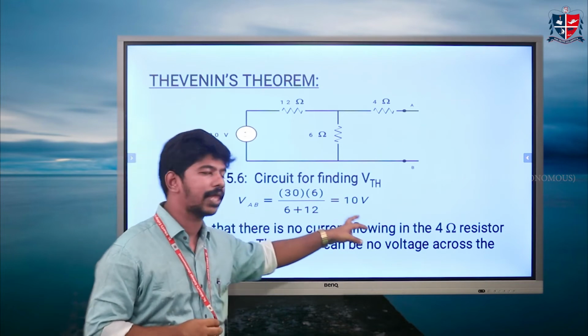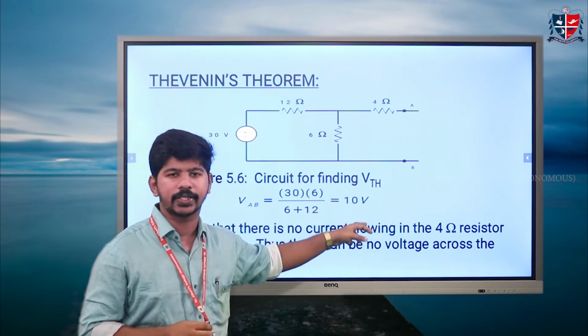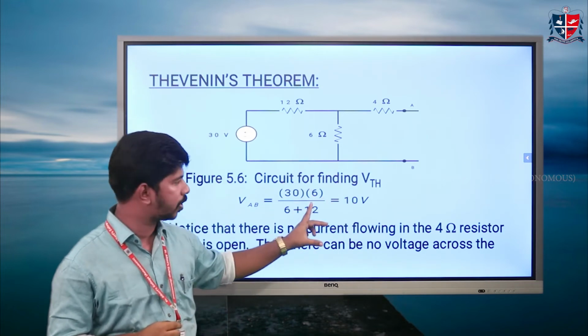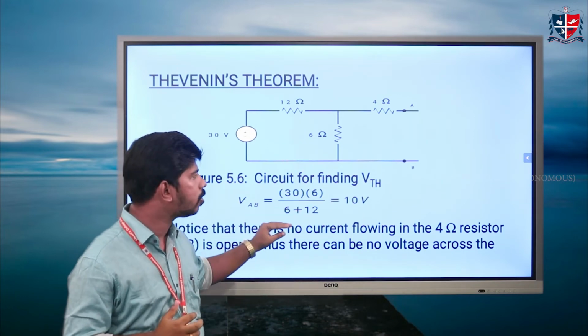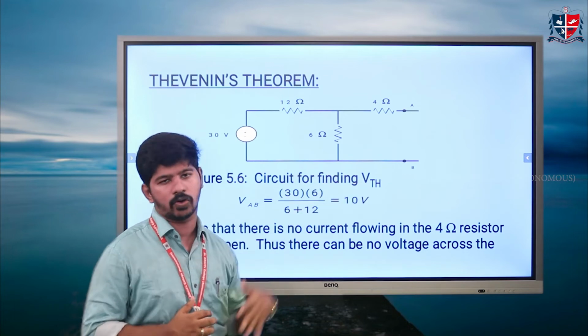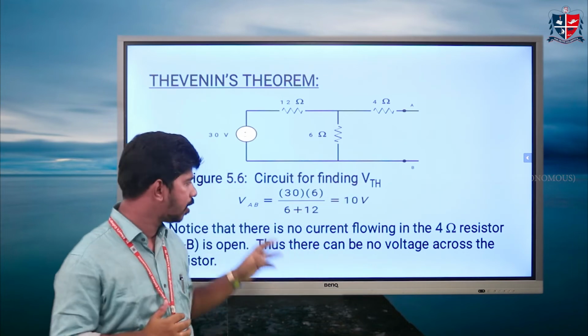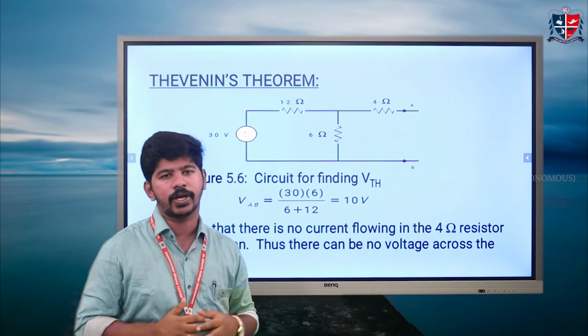So this is the Thevenin voltage. Thevenin voltage is the voltage across the load terminal when you remove the load. When you remove the load, what is the voltage across the load terminal? That is our Thevenin voltage. So we get the Thevenin voltage to be 10 volt.